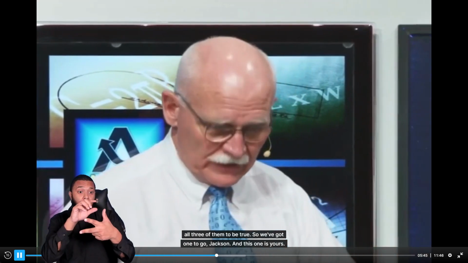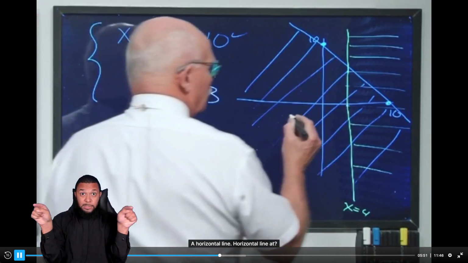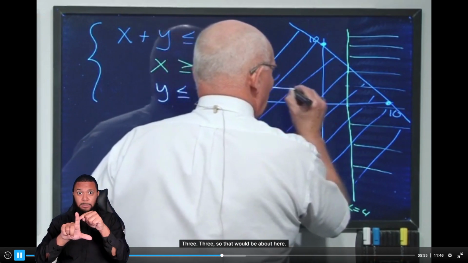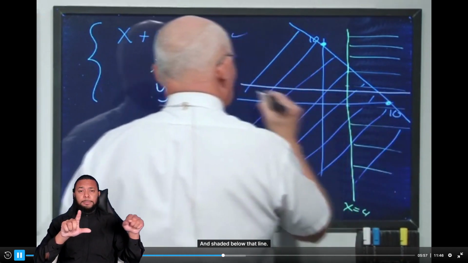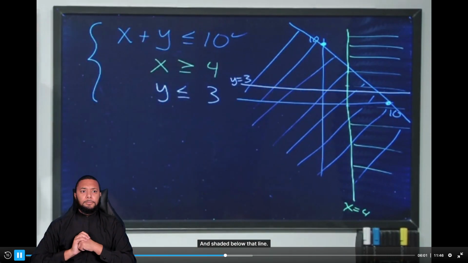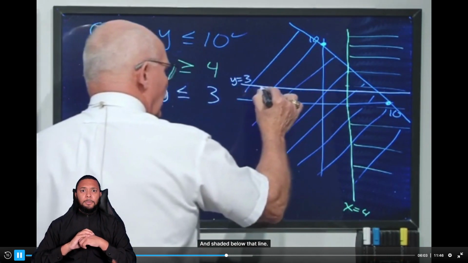So we got one to go, Jackson, and this one's yours. Horizontal line at 3. So that would be about here. And shaded below that line.